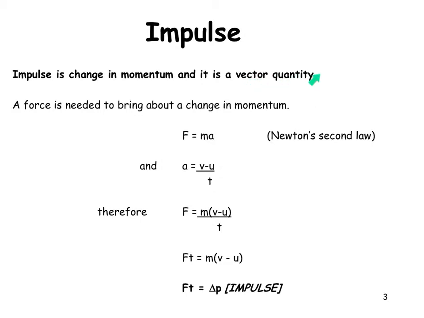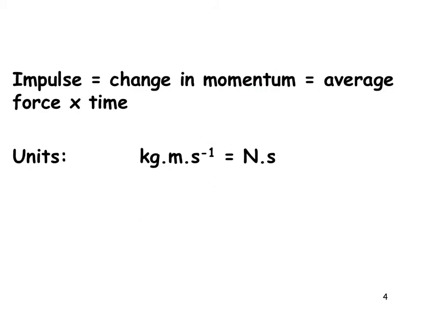Notice, impulse is a vector quantity. We are going to have to worry about direction. Impulse is equal to change in momentum, which is equal to the average force during whatever change occurred during the collision, multiplied by the time. And since force is in newtons and time is in seconds, kilogram meters per second is the same as newton seconds, which we discussed when we did momentum anyway.